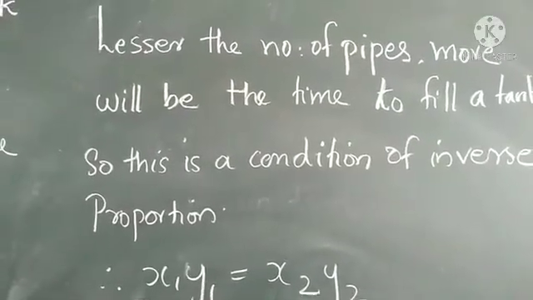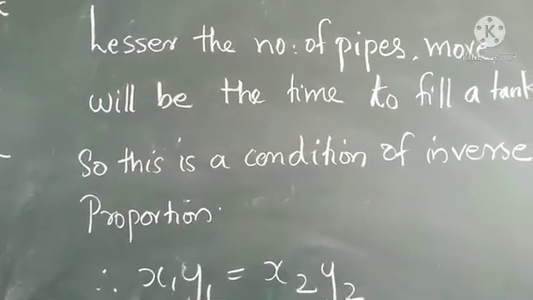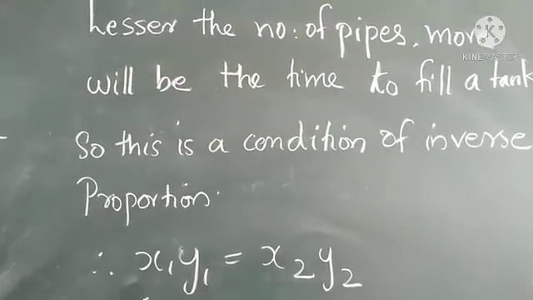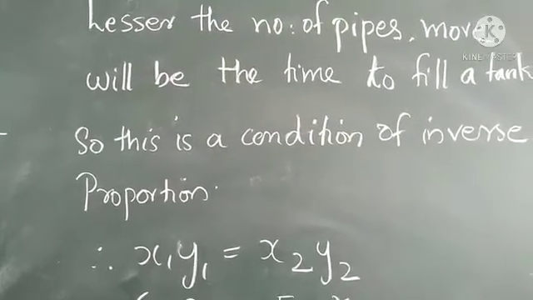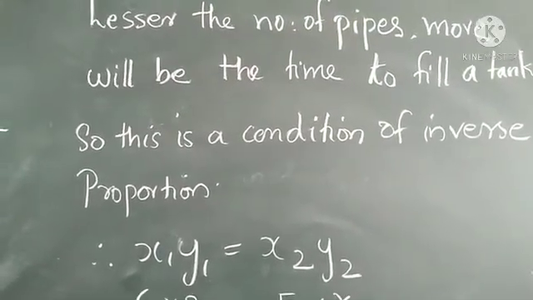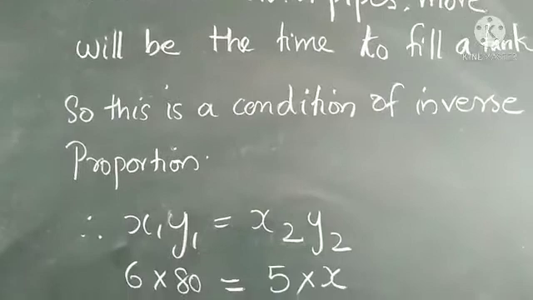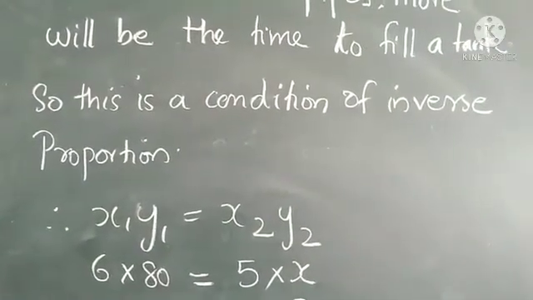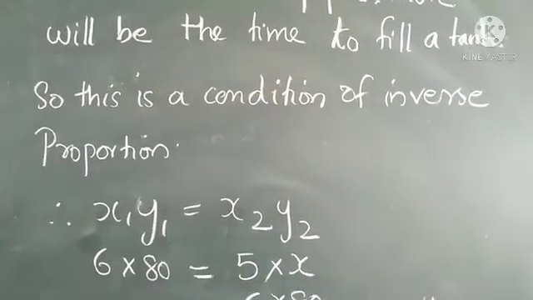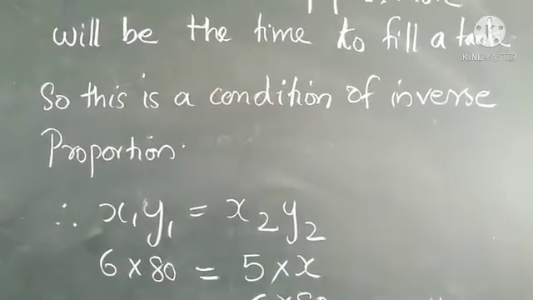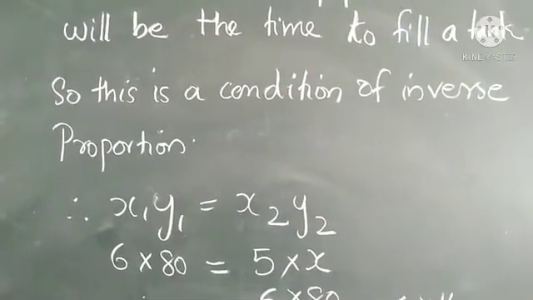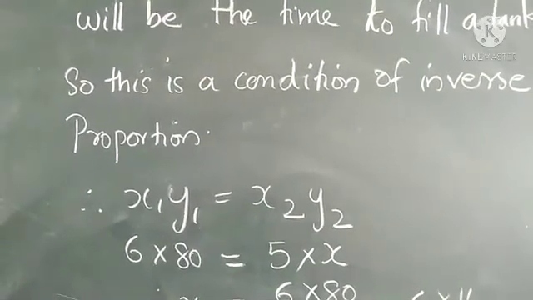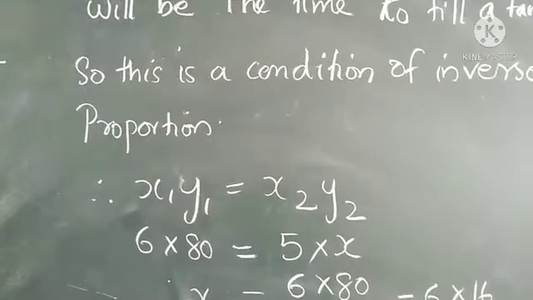x1, y1, the product of x2 and y2, x2, y2. They are equal. So we can write x1 y1 is equal to x2 y2. Substituting the values, 6 pipes, 80 minutes. So 6 into 80 is equal to, when 5 pipes, we don't know the time, we substitute x here, 6 into 80 is equal to 5 into x.